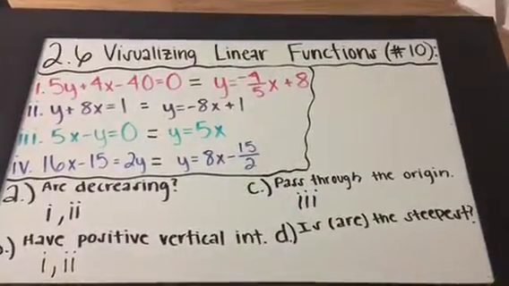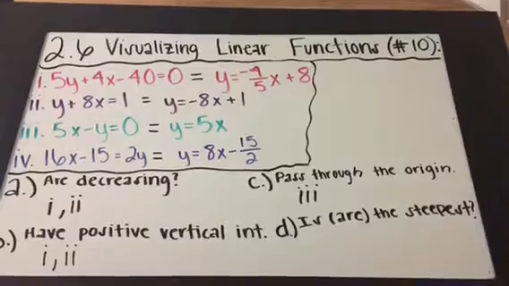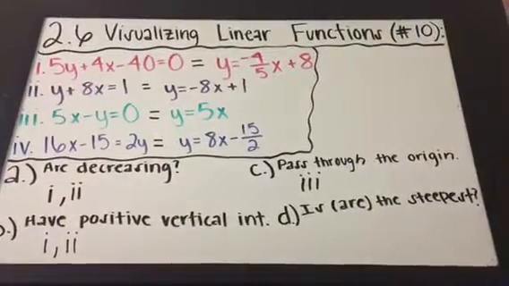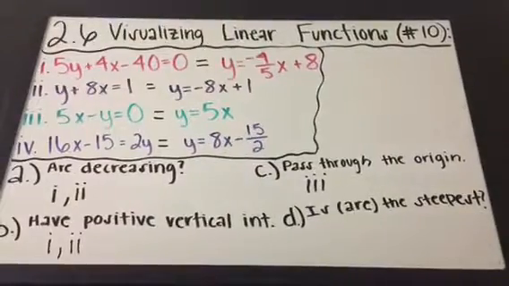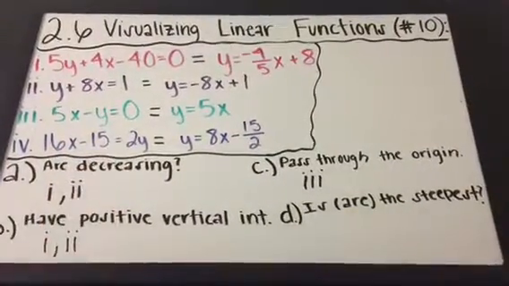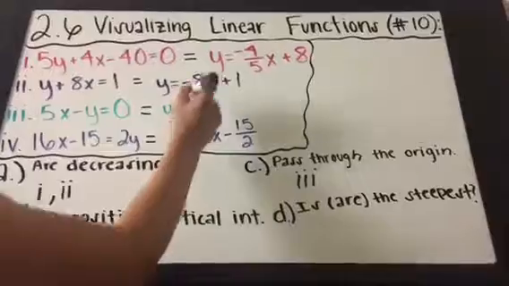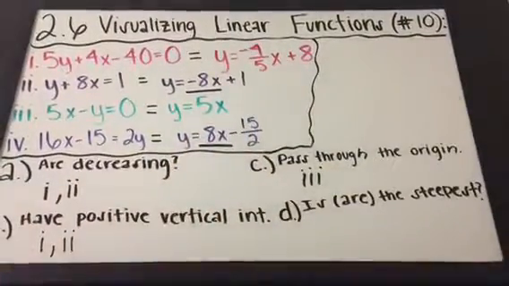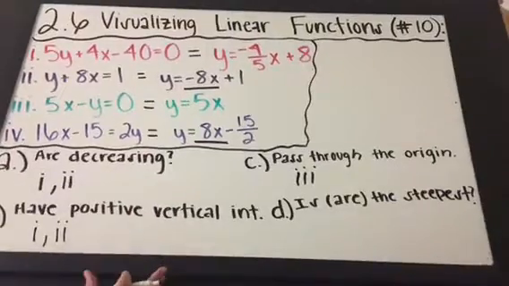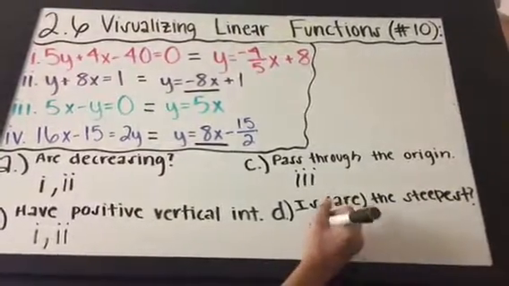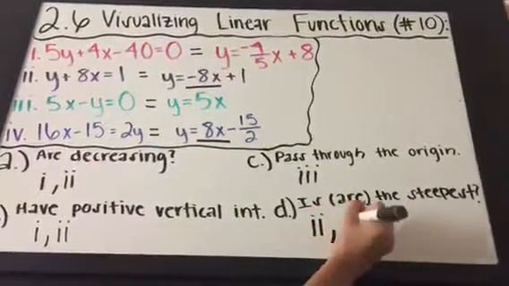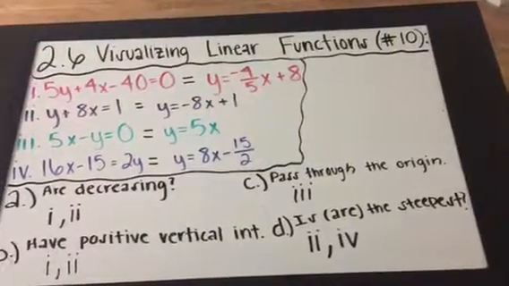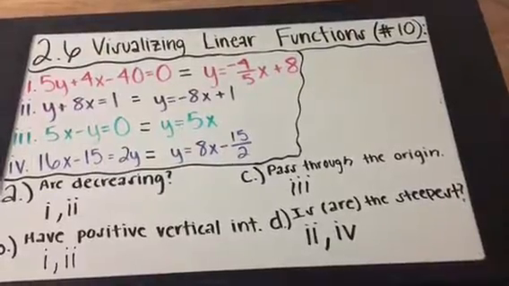And for D, our last question, it says which one is or are the steepest. We're going to look at our slopes again, and as we can see, negative 8 and positive 8 are the steepest slopes since they're the highest ones. So we're going to say 2 and 4 are steepest. And that's number 10 on 2.6 Visualizing Linear Functions.